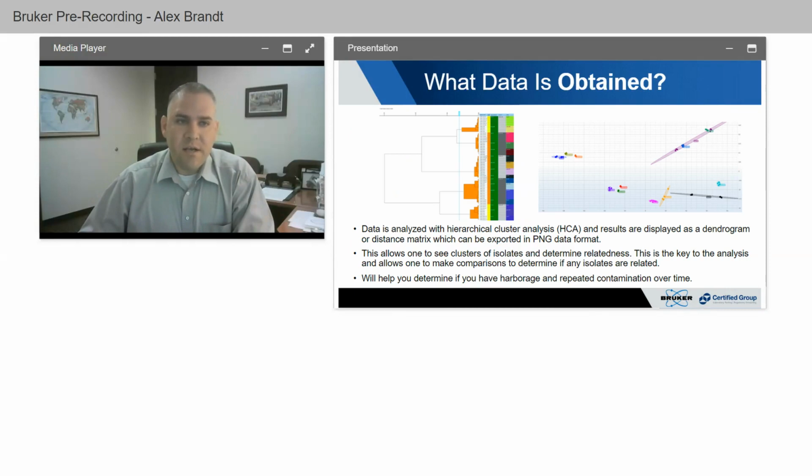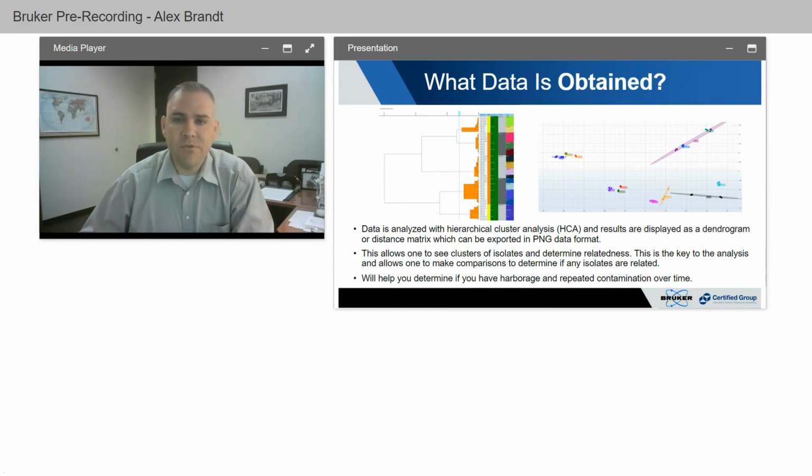Once all this data is generated by the machine, the computer will analyze it with hierarchical cluster analysis, or HCA. And then you can look at your data in various ways. Most commonly, people use a dendrogram or distance matrix that you can then export in a PNG format. There are other things such as heat maps as well. But here at Certified Group, we find these 2 formats for data analysis and comparison of strains to probably be the easiest to look at and understand.